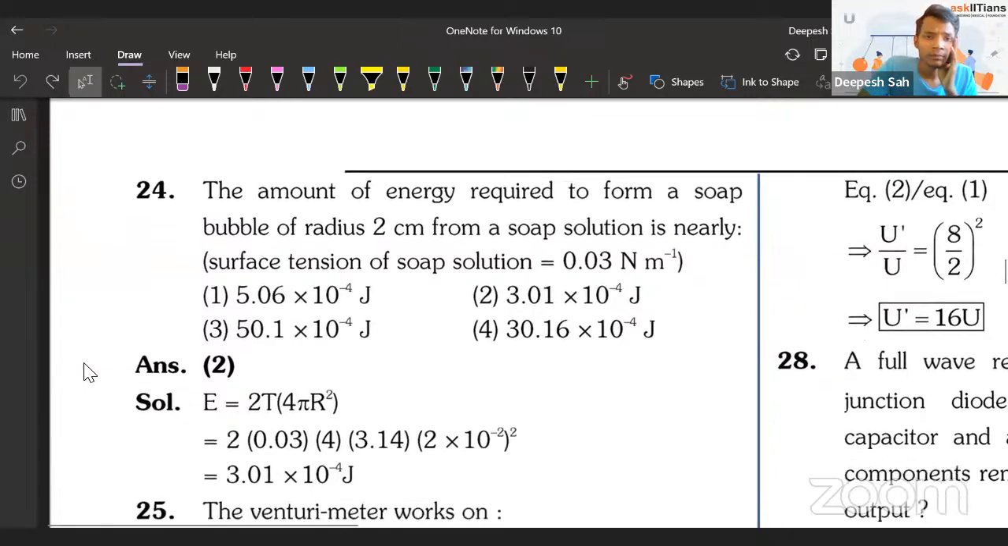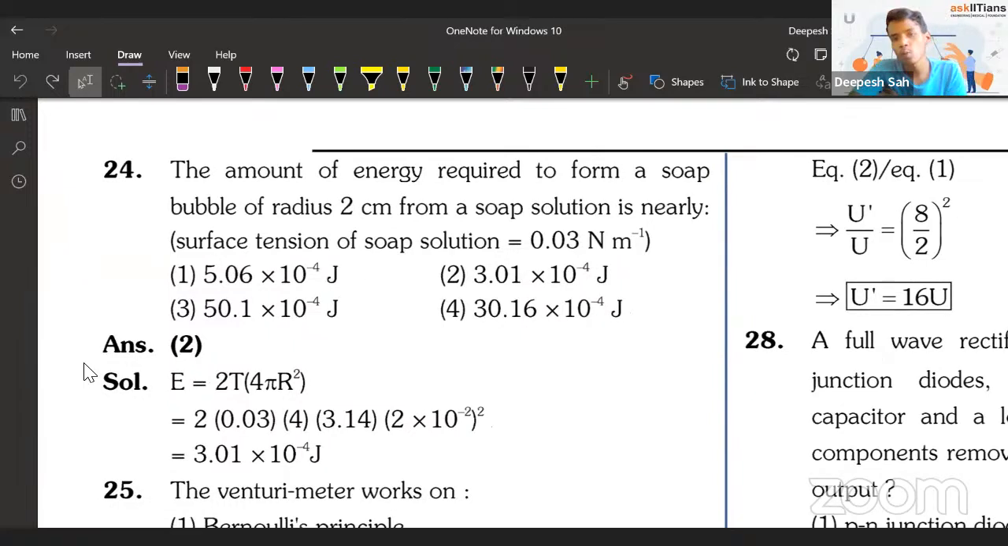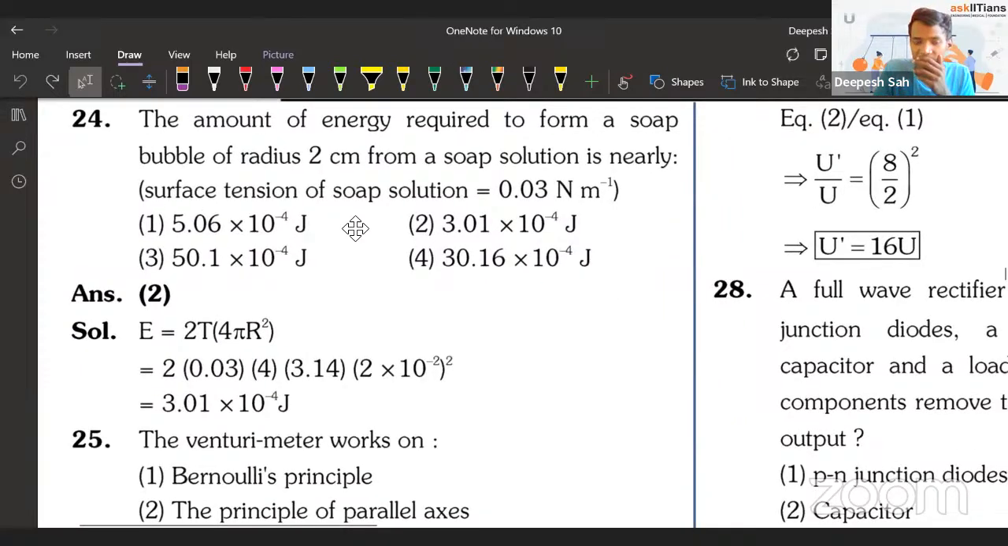Question 24. The amount of energy required to form a soap bubble of radius 2 centimeters from a soap solution is nearly. A very, very good question now. Why? I would say usually people kind of ignore these topics, and because they ignore these topics, they are not able to do these questions. So keep it in mind. This is a question for the energy.